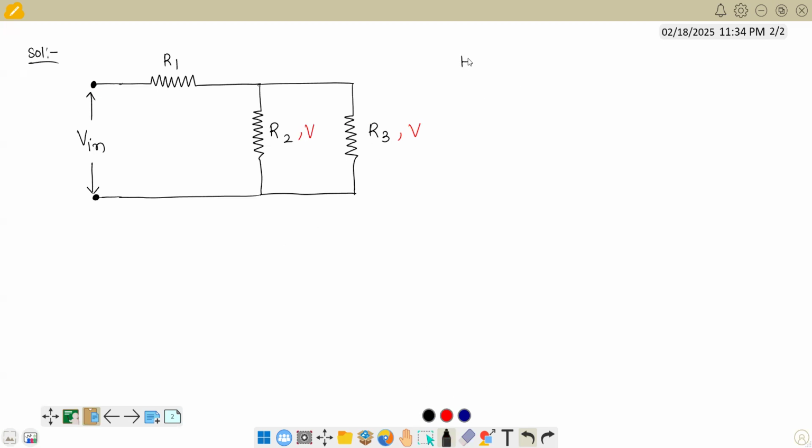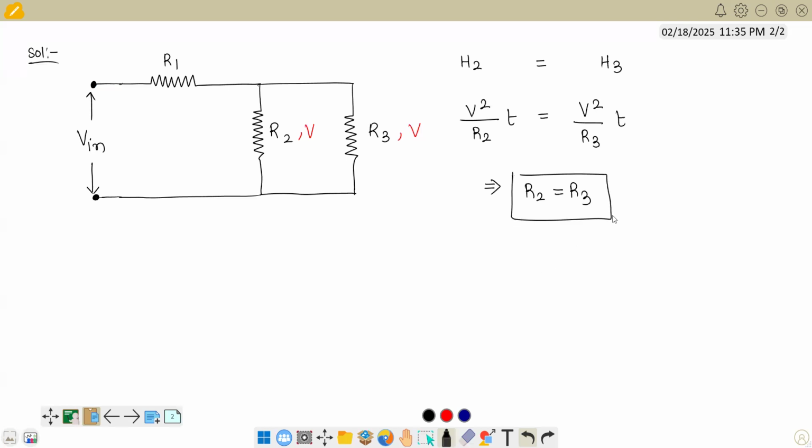So the heat dissipated by the second one is equal to the heat dissipated by the third one. So V square by R2 into T is equal to V square by R3 into T. From this we can clearly write R2 will be equal to R3. So straight away we got R2 equals R3. Let me call this R for convenience.